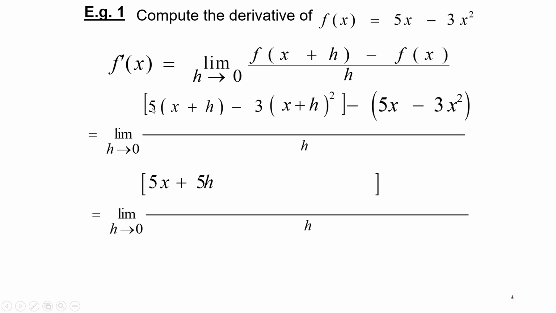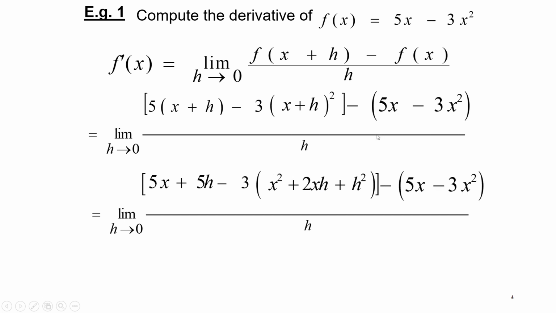So when we expand 5 into x plus h, we get 5x and we get 5h. This part here is repeated, x plus h into x plus h. So when we expand x plus h whole thing squared, this is what we get: x squared plus 2xh plus h squared. Now this 3 is outside here, this 3 can be expanded inside.